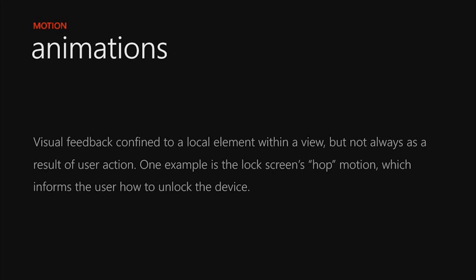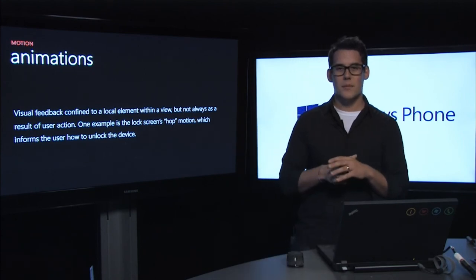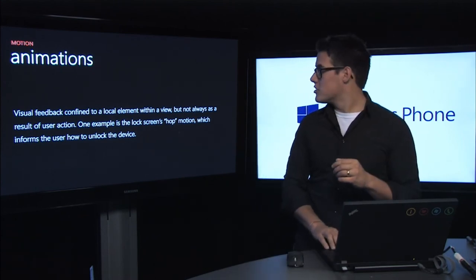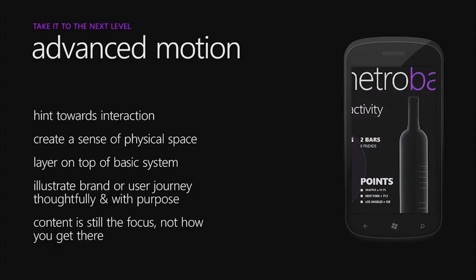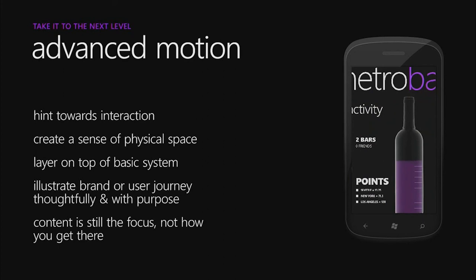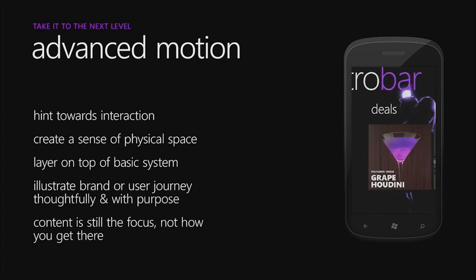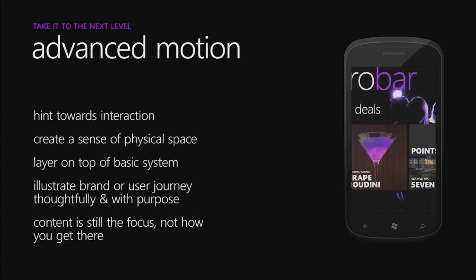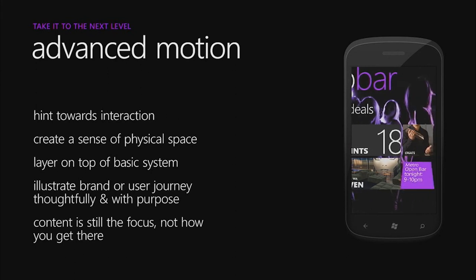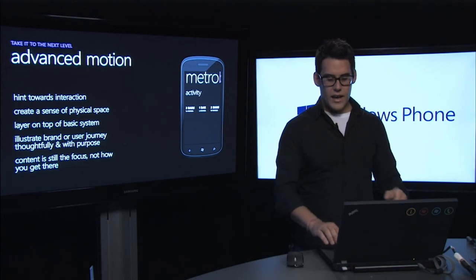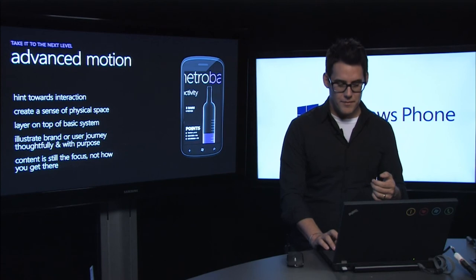One example is the lock screen's hop motion, which informs the user how to unlock. These are great examples of when you're doing some motion, try as best as you can to hint towards what an interaction would be. Animate items in and animate them out, animate data in, create a sense of physical space, layer on top of the basic system, illustrate brand and user journey thoughtfully and with purpose, and content is still the focus, not how you get there. So all these animation things are not the goal, they're just the spice that makes it that much better.